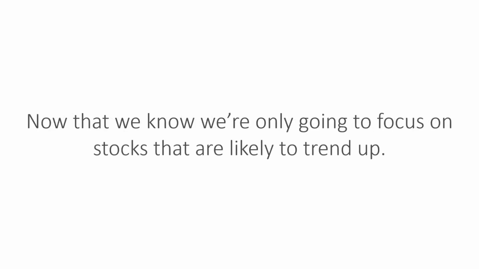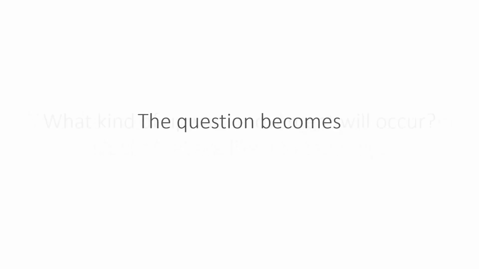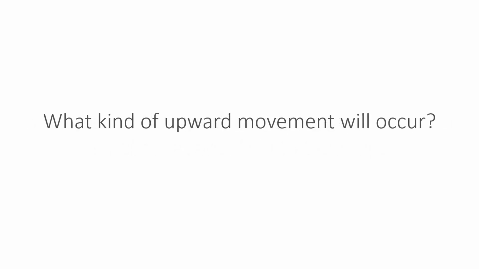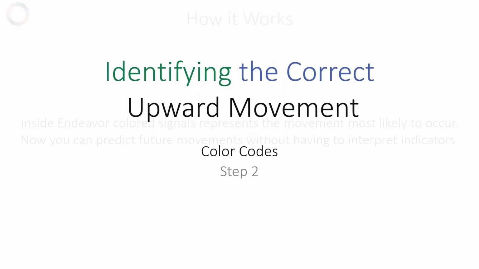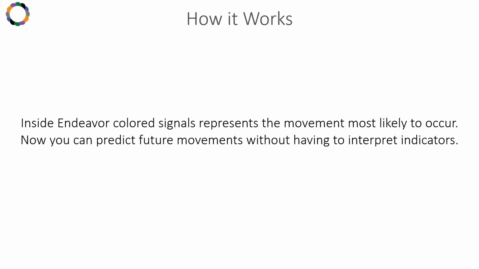So now that we know that we're only going to focus on stocks that are likely to trend up, the question then becomes, what kind of upward movement will occur? Which brings us to color codes, step 2. Identifying the correct upward movement. And this is how it works.